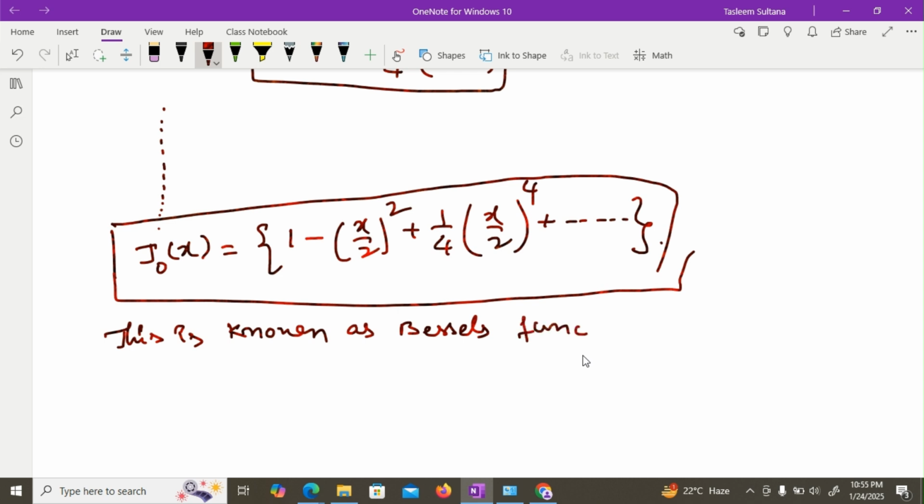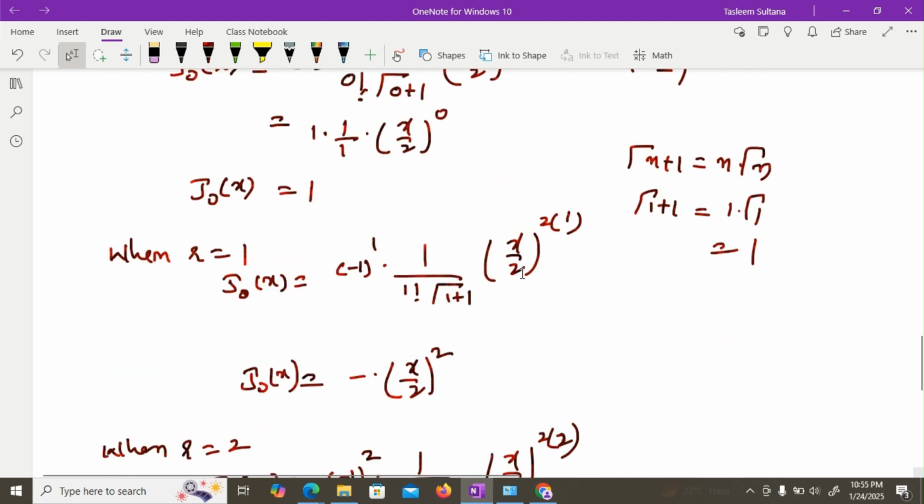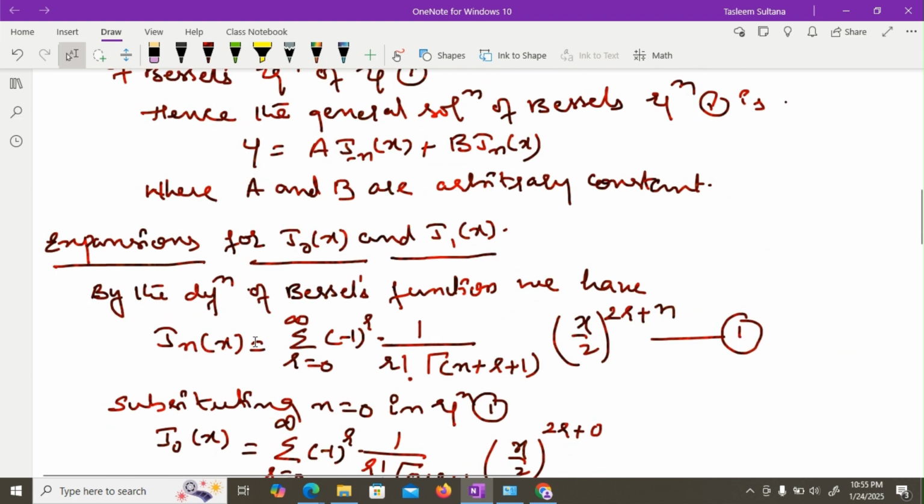This is known as Bessel's function for zeroth order. Now we have to move on to finding the J1 of x in a similar way.